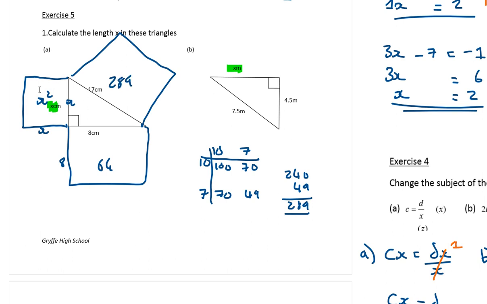So what this is saying is x squared plus 64 is equal to 289. And it'll be the same for the other one. So if you're thinking of Pythagoras, try and think of what's going on. This side squared plus this side squared equals this side squared.